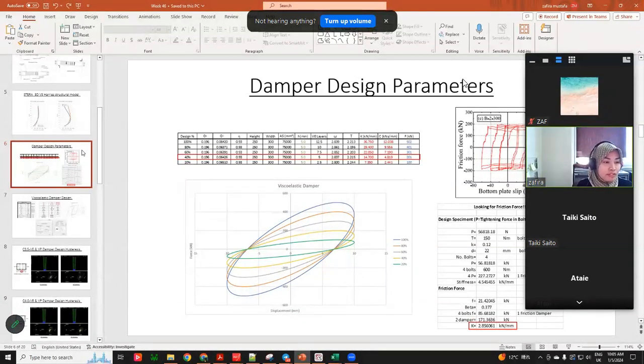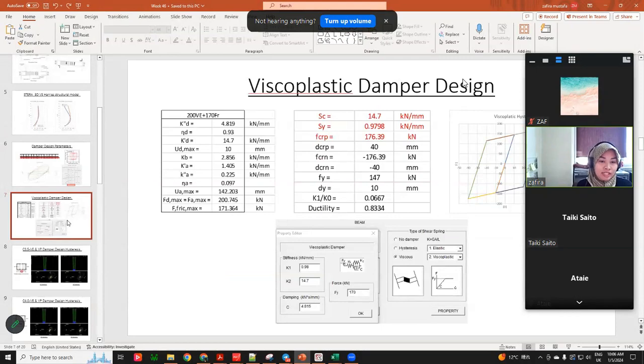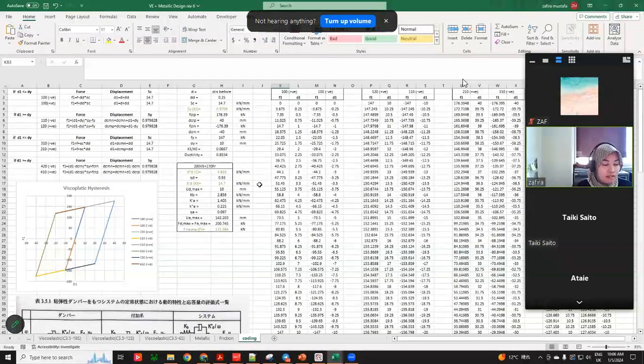For example, we take 40% viscoelastic damper, which is around 200 kilonewton, and the friction damper here is about 170 kilonewton. So viscoelastic is a little bit bigger than the friction damper. So we want to see if the Stera model can limit the force at 170 kilonewton. When we combine the viscoelastic and friction damper, we have to calculate the input inside the Stera TD.